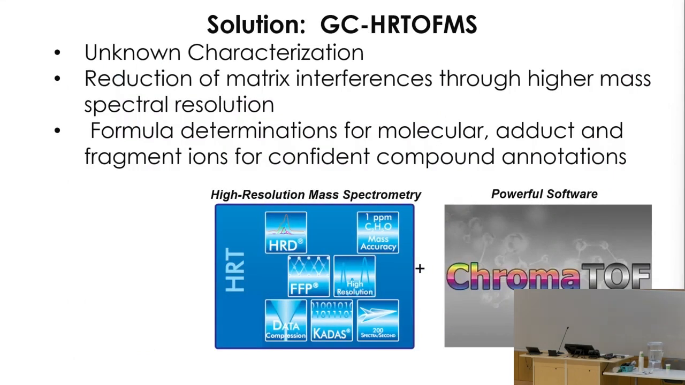So what's the solution? Well, you're going to switch over to high resolution time of flight mass spec for unknown characterization. We do have resolution here, but it's spectral resolution that we're looking for. We also have the ability to conduct multiple modes of ionization, both electron ionization and also chemical ionization, both positive and negative. And of course, we can determine formulas with a high degree of confidence.